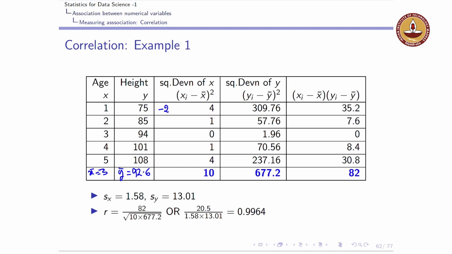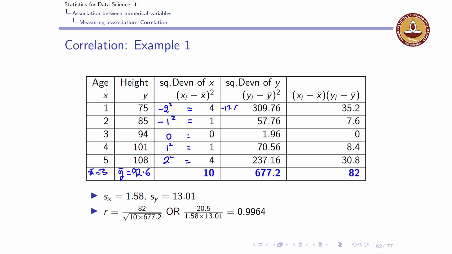So, the deviation was 1 minus 3, which was -2. The deviation was 2 minus 3, a -1. -2 whole square is 4, -1 square is 1. So, this is the square deviation that is given here. Similarly, 0, 1 and 2, this is giving me the square deviation.